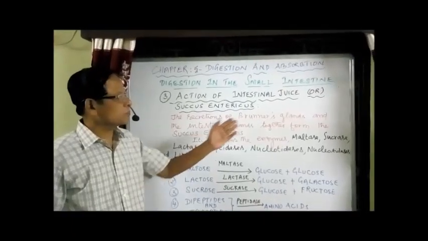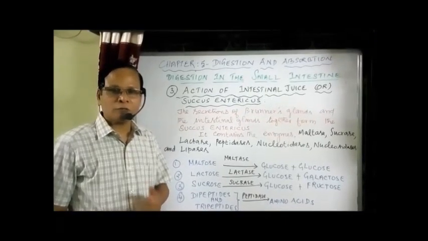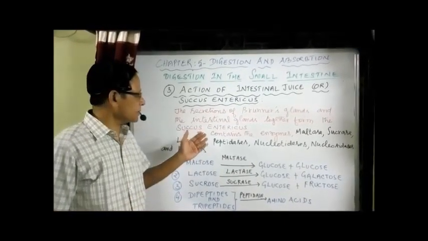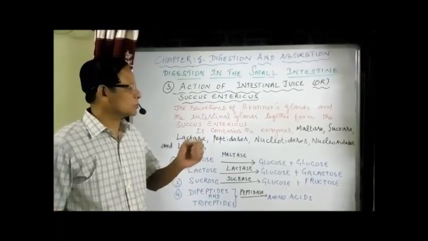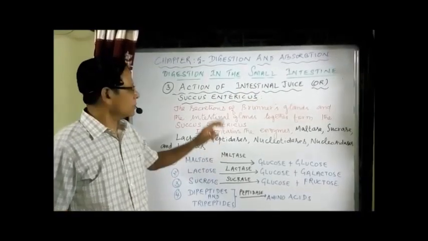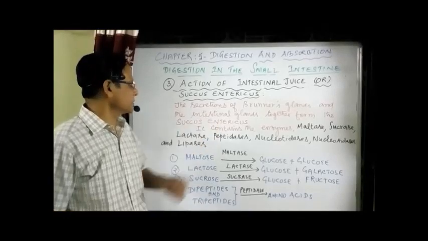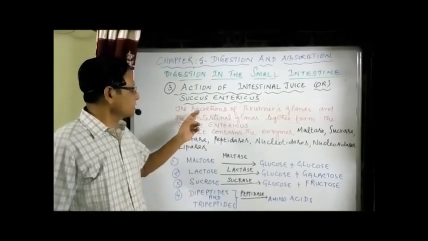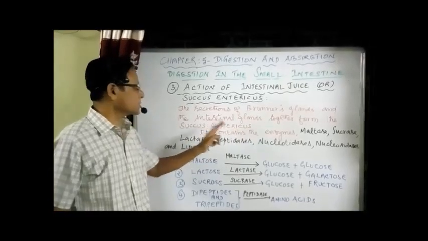The secretions of Brunner's glands, the ones present in the submucosa of the duodenum, and other intestinal glands present in the wall of the intestine together constitute what we call intestinal juice or succus entericus. So the secretions of Brunner's glands and the intestinal glands together form the succus entericus.